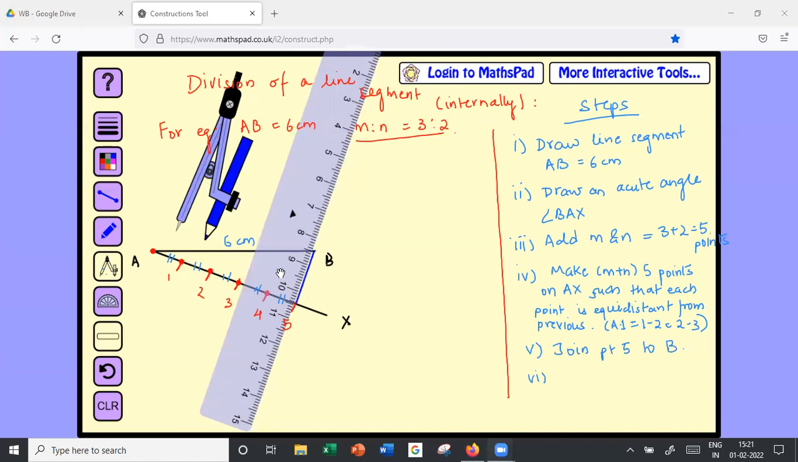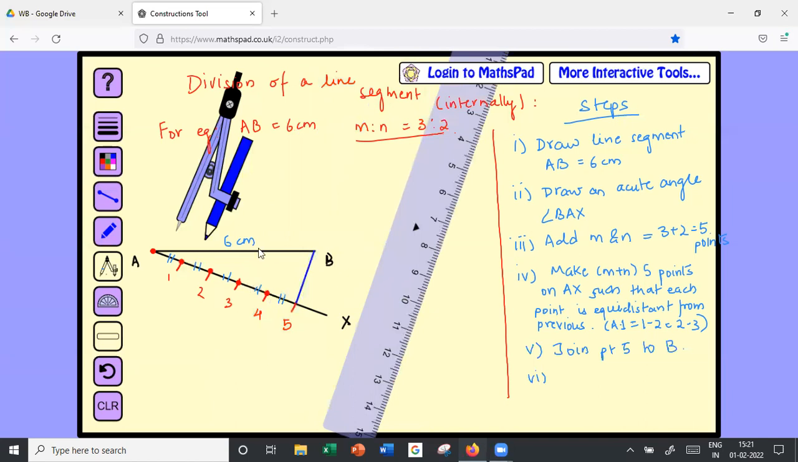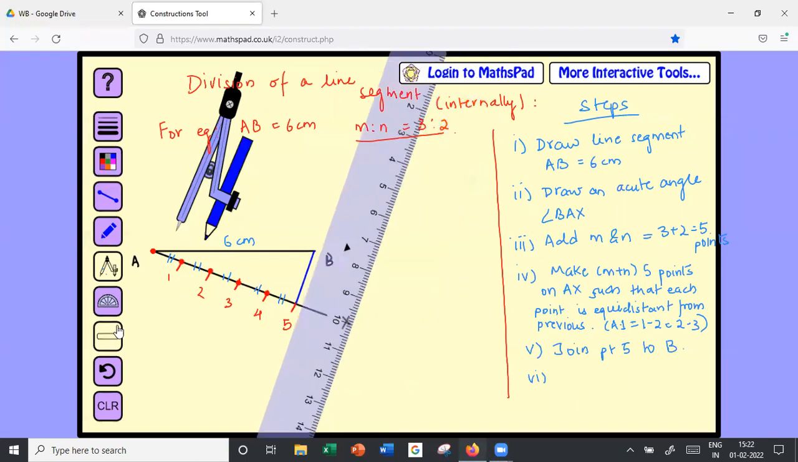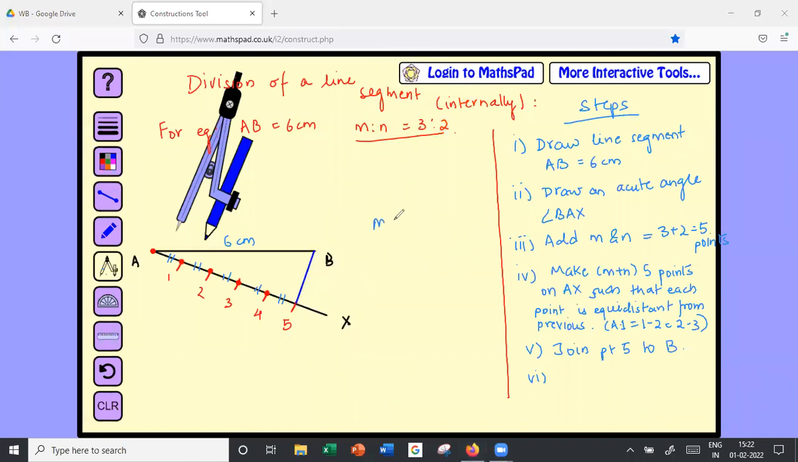Okay, and now you're just left with the last part of the construction, which is you need to divide the line into 3:2. For that, you need to join the 3rd point. So since the ratio is like this, I'll just write it here, then I'll do the construction. Since m is to n is 3:2, you will take the 3rd point and join it to AB, wherever it meets.